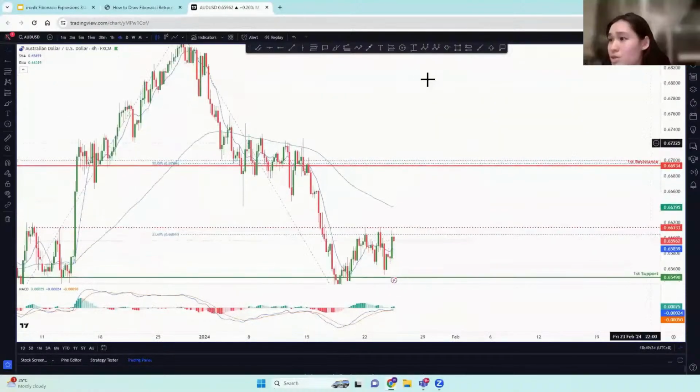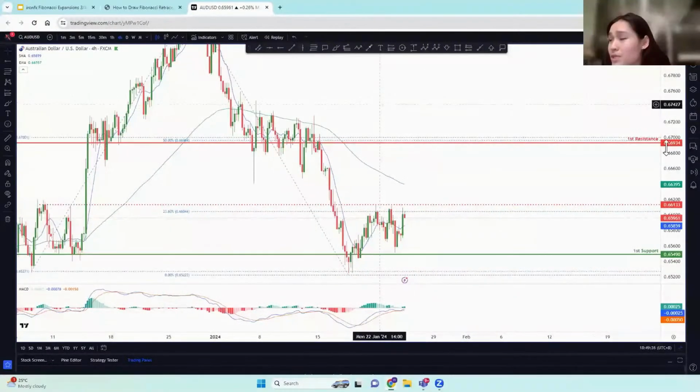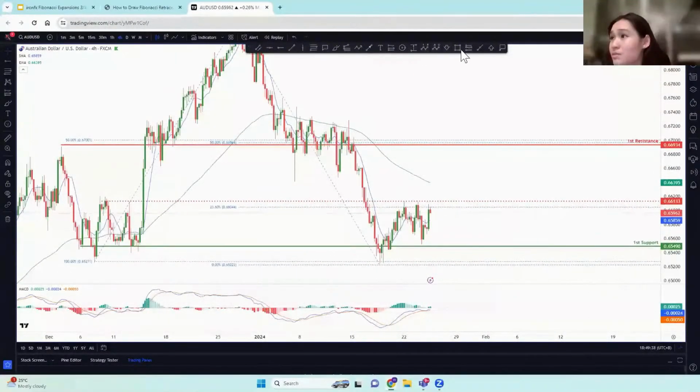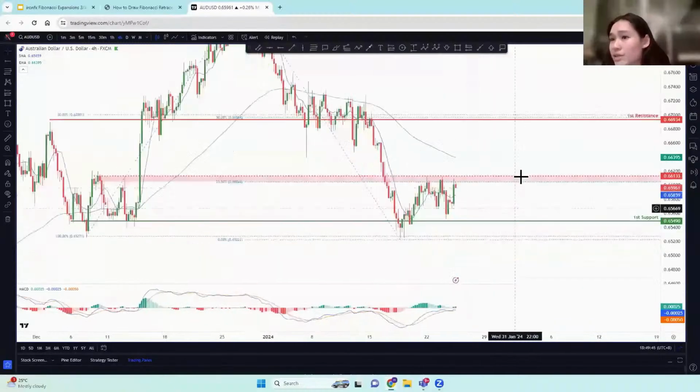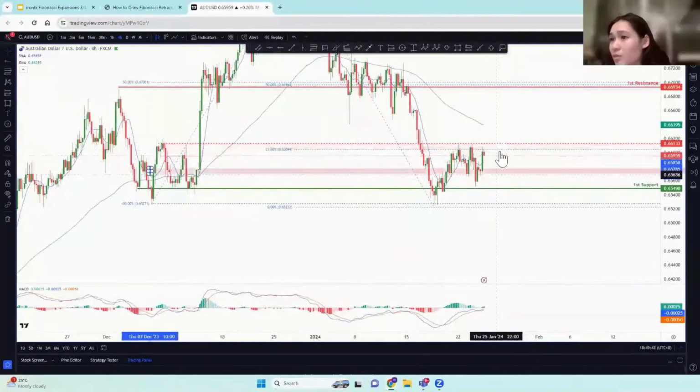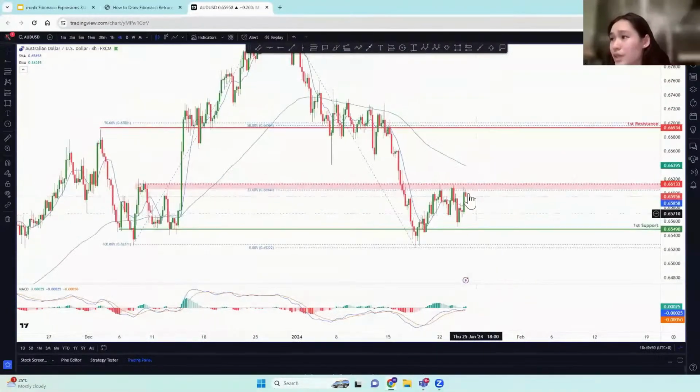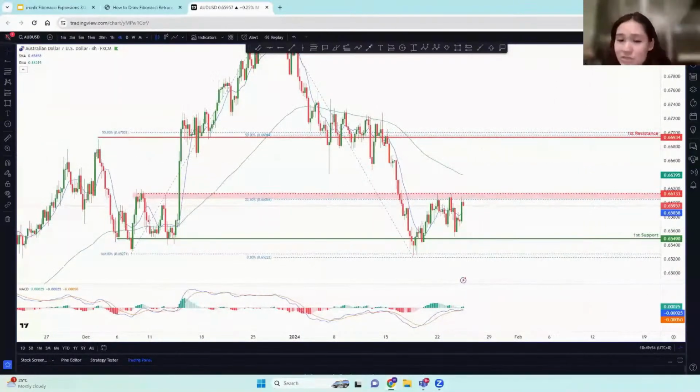So for this, we might see some resistance here. But ultimately, there is quite a bit of upward pressure that could push it past this resistance level here towards our first resistance.